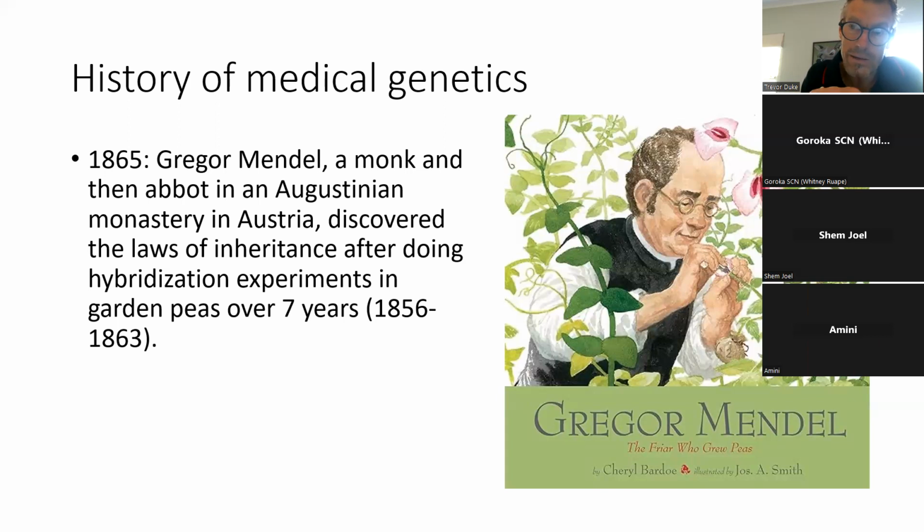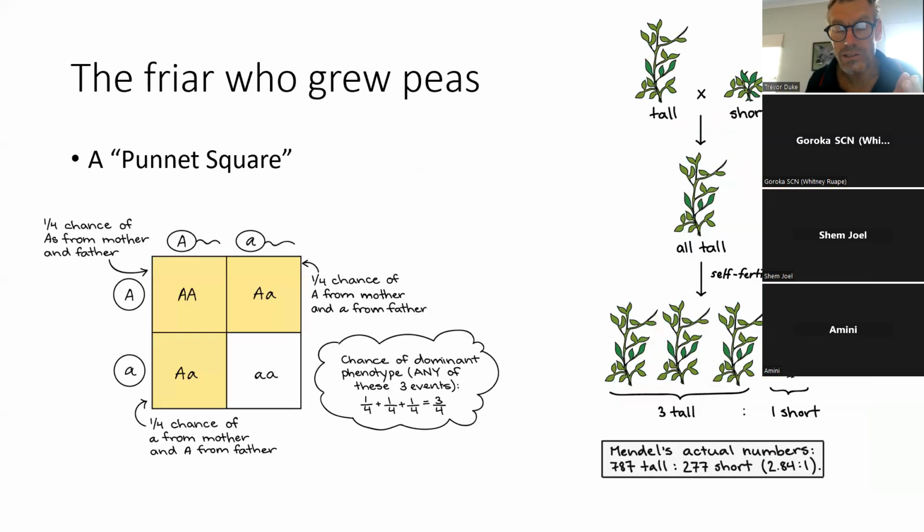So he came a bit after Charles Darwin, but he understood very much that there was genetic variation in all living creatures, and he grew peas and other vegetables in the garden, and he understood the genetic basis of this, and he did this by many experiments over, as I said, 7 years.